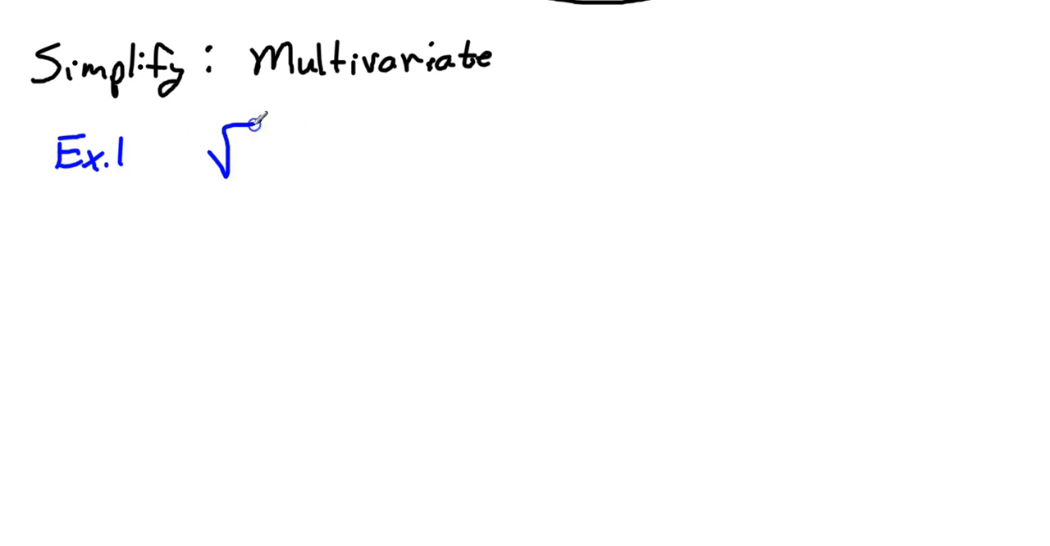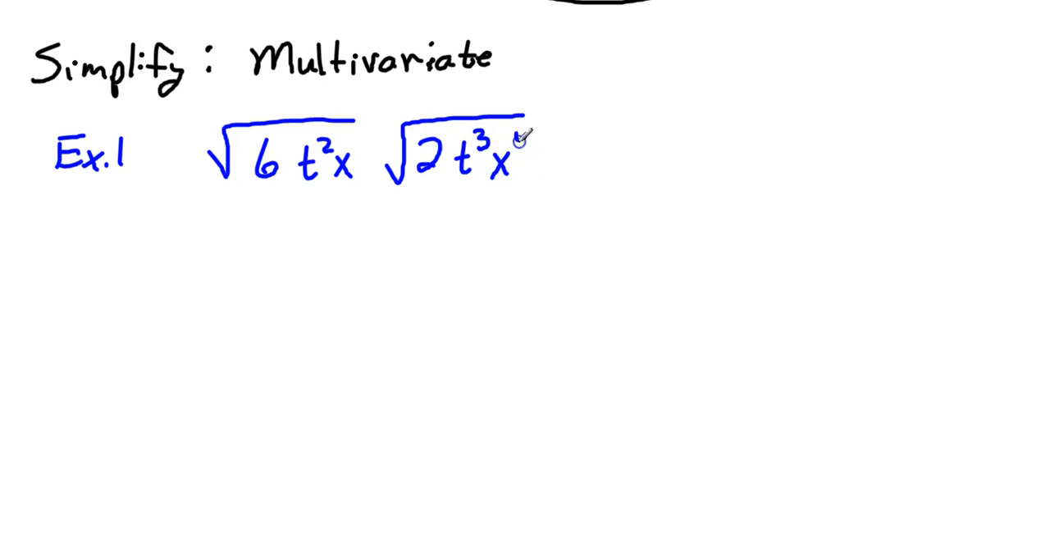Let's go with the square root of 6 t squared x times square root of 2 t to the third and x to the fourth. Okay, and with a multivariate, same thing as the ones before it. Don't get in too big a hurry. Take it one little piece at a time. You do have 6 times 2, which is 12.